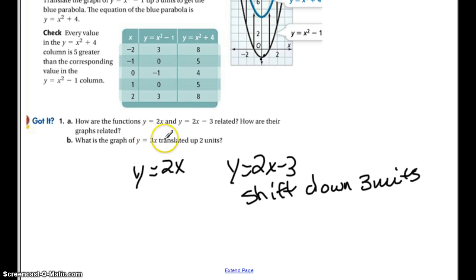What about the graph y equals 3x up 2 units? Well, that should be relatively easy. Take the graph y equals 3x and then shift it up 2 units.